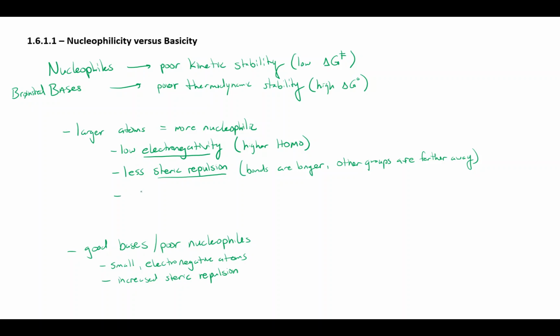The last thing that we'll talk about is resonance. So when we're talking about stabilizing things, we've got the big three here: electronegativity, steric repulsion, and resonance. More resonance is a thermodynamic stability argument. The more resonance we have, the greater the thermodynamic stability is going to be. The greater the thermodynamic stability is, the poorer the base is. But resonance doesn't really affect kinetic stability.